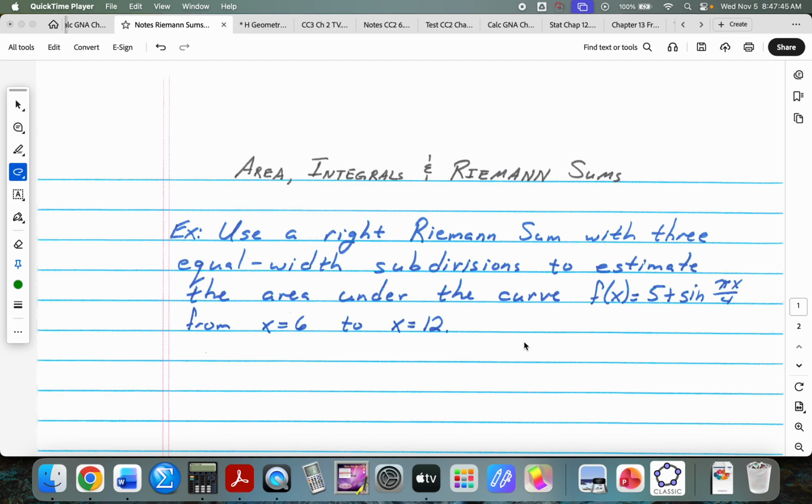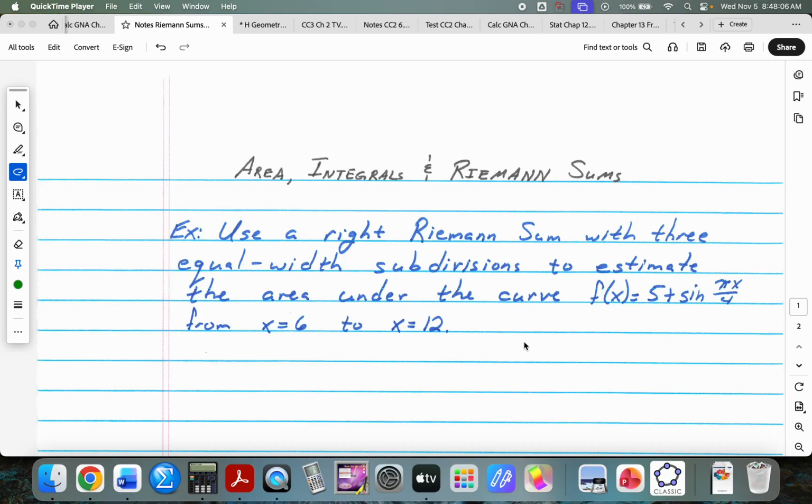We've talked about using a Riemann sum as an estimate of the area between a curve and the x-axis. We've also talked about if you take the limit as the number of subintervals of a Riemann sum goes to infinity, that gives you the definite integral.